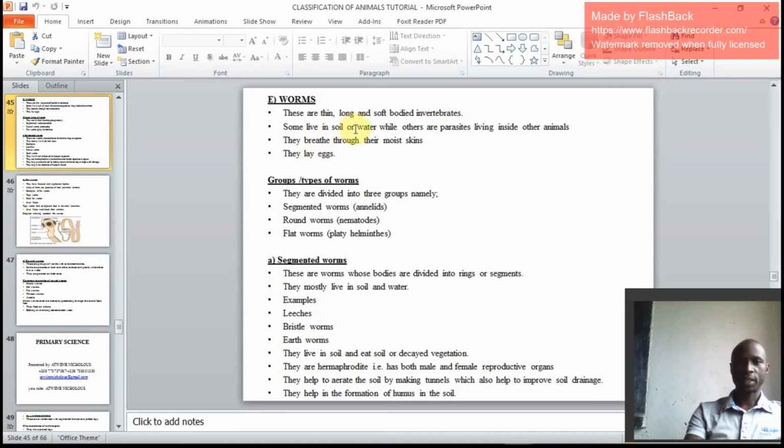Some live in soil, and others live in water, while others are parasites living inside. Some live inside bodies of animals. And they breathe through their moist skins.